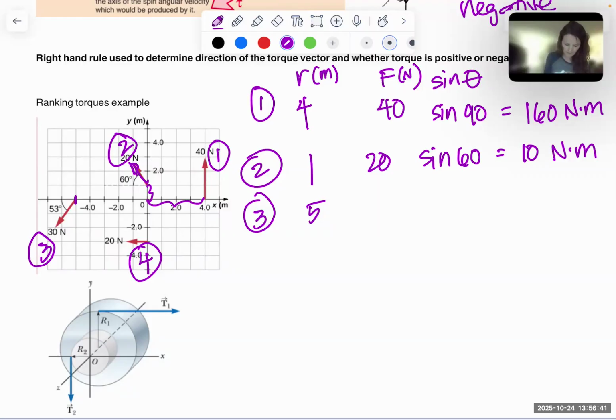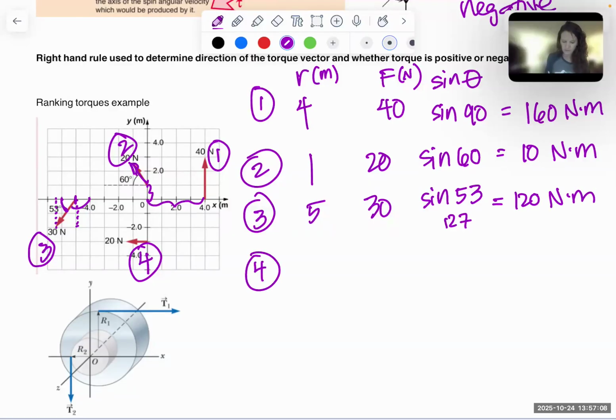So I have 5 times 30 times sine of 53. You can see that since your angle's right there, if you do the sine of that, it will give you the perpendicular component, which is exactly what you want. If you feel more comfortable getting your angle in here, which would be sine 127, you'll still get the same component. It's going to be the same either way. So same answer, and you'll end up with 120 Newton meters.